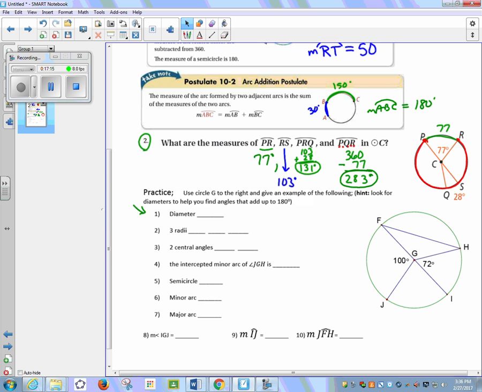Okay, so when you're doing things like this, look for clues. Sometimes you have to add things together, sometimes you have to subtract them. Sometimes a clue is finding a diameter and looking for linear pairs or whatever in there. Okay, so pause the video and try to do these on your own, and then turn the video back on to check your answers.